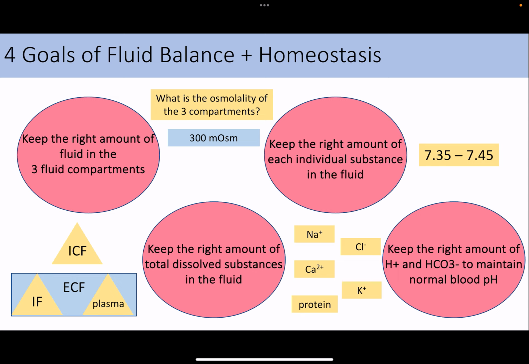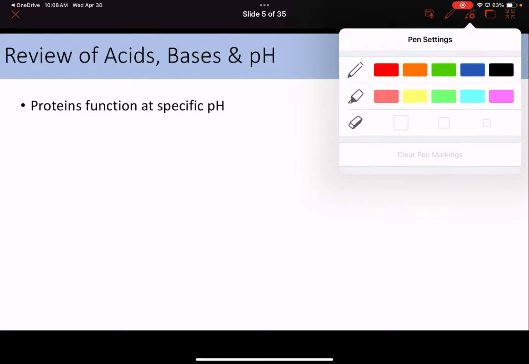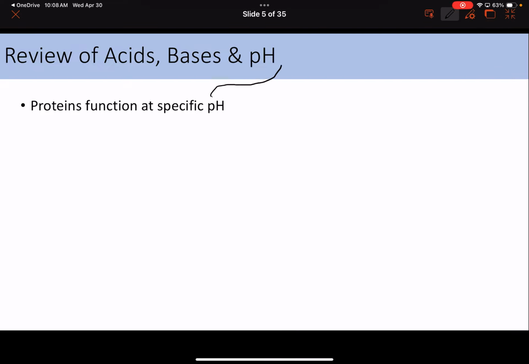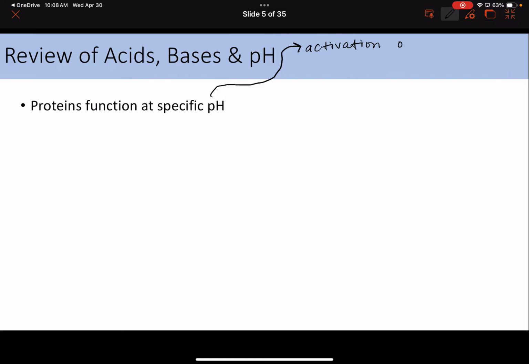All right, so proteins function at a specific pH. You should already know this from not only this class, but B32 as well. Activation of enzymes relies on pH. What is one of the enzymes we talked about this semester that relies on acid or a pH change in order to be activated? Pepsin?